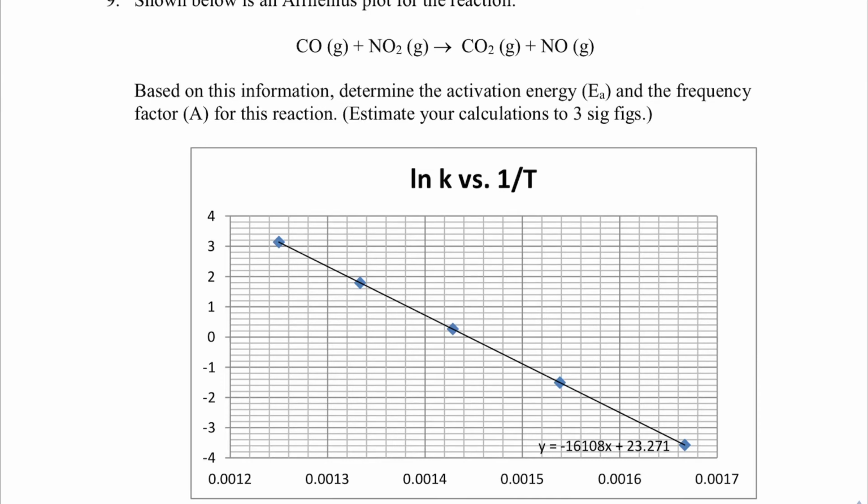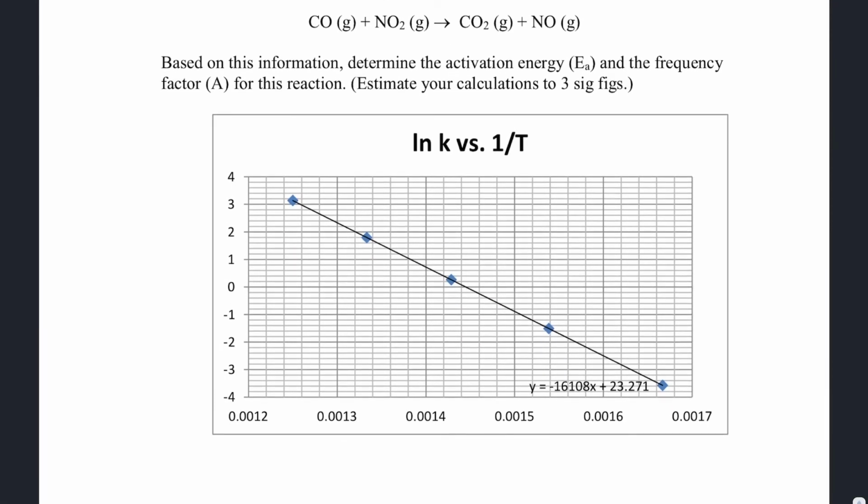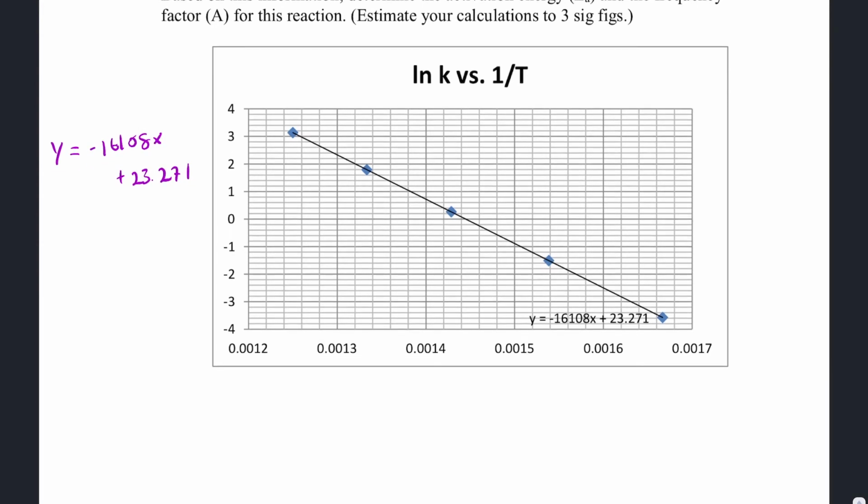Make sure to pay attention to this video. You will see something like this most likely on the exam, so it's worth taking the time to understand it. So we're given a graph, and we're given an approximation of the formula for the line. That's just like a linear regression, so that's y equals negative 16108 x plus 23.271. It's a little hard to see over there. So that's our slope right there. The slope is going to be this negative value that we see here. So that's our m. And this is going to be my y-intercept here, as we've discussed before.